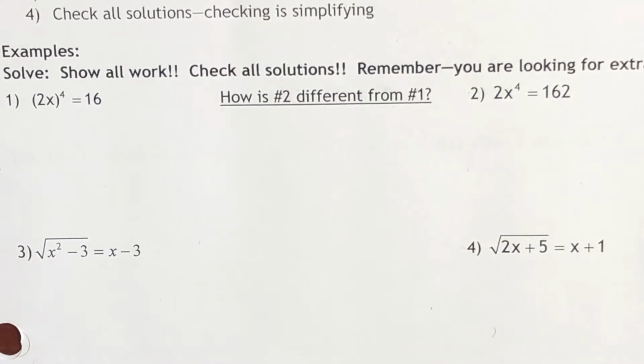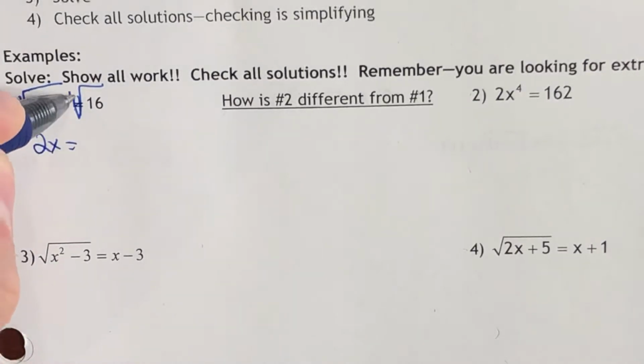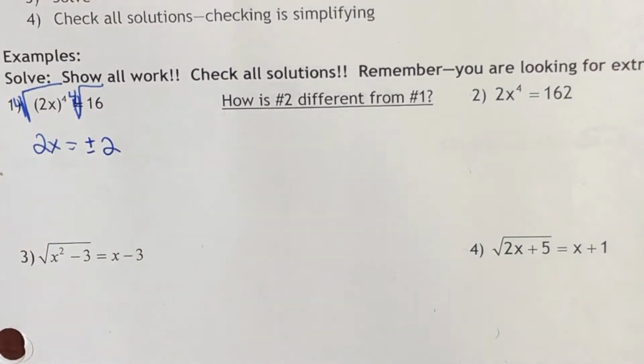Number 1, 2x raised to the 4th equals 16. So the term over here, 2x, is raised to the 4th, so I fourth root both sides. The fourth root undoes the fourth power so that I just have 2x. And the fourth root of 16, what times what times what times what makes 16? Well, that's a 2. And remember, since we fourth rooted both sides, we get plus minus 2.